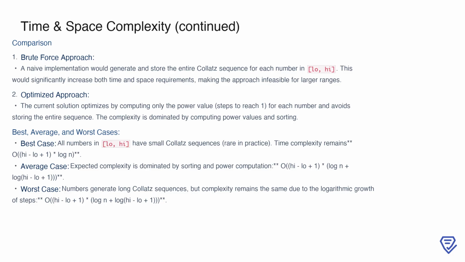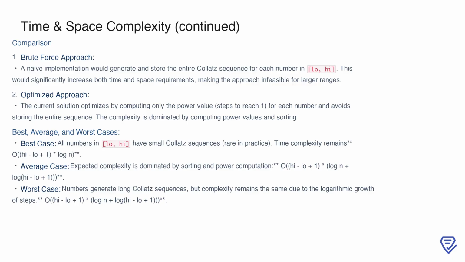Finally, let's compare this approach to a brute force method. A naive implementation would involve generating and storing the entire Collatz sequence for each number in [low, high]. This would drastically increase both time and space complexity, making it impractical for larger ranges. In contrast, the current optimized solution computes only the power value for each number and avoids storing the entire sequence. The time complexity is dominated by the computation of power values and sorting, while the space complexity is limited to storing the power_list.